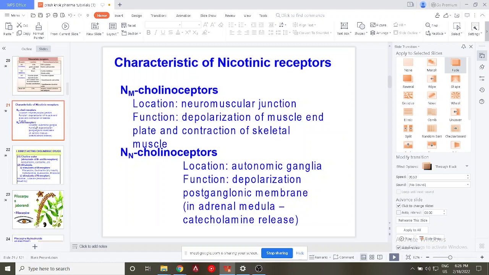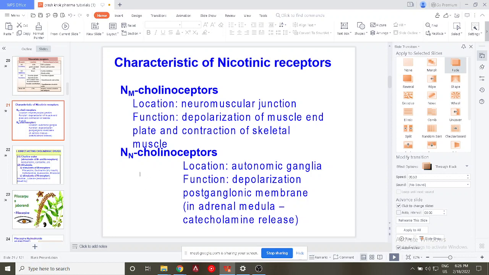Then the next ones are the nicotinic receptors, which are NM and NN. NM is short for neuromuscular, so this is located between the neuron and the muscular junction, between the neuron and the skeletal muscles. Its function is depolarization of muscles for contraction of skeletal muscles.